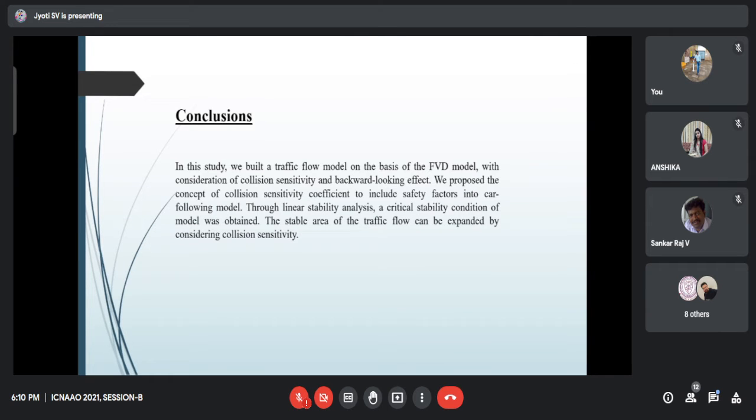Here are the conclusions. In the study, we built a traffic flow model on the basis of the full velocity difference model with consideration of collision sensitivity and the backward-looking effect. We proposed the concept of the collision sensitivity coefficient to include safety factors into the car-following model. Through linear stability analysis, a critical stability condition of the model was obtained. The stable area of the traffic flow can be expanded by considering collision sensitivity.